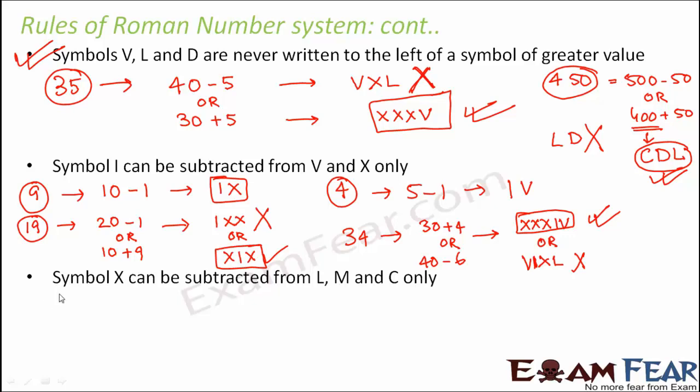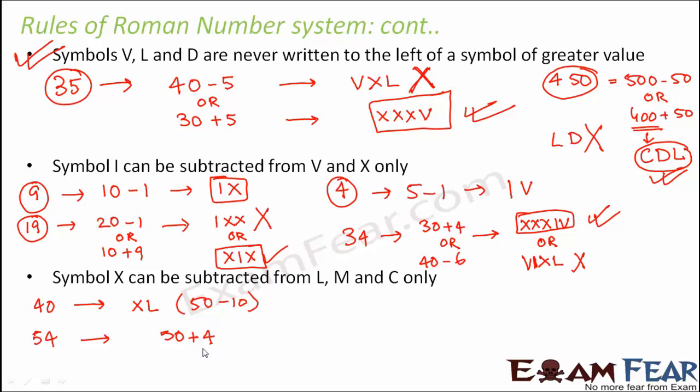Let us now look at the last rule, which says symbol X can be subtracted from L, M and C only. So for X also we have certain limitations. So let us look at this example. How do you write 40? So we write 40 as XL, that is 50 minus 10. Now just think, how would you write 54? Now that's what we have discussed, that 54 can be written as 50 plus 4. It can also be written as 60 minus 6.